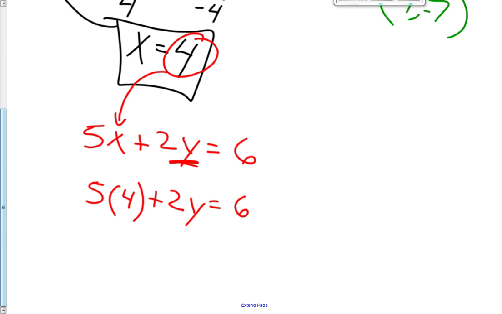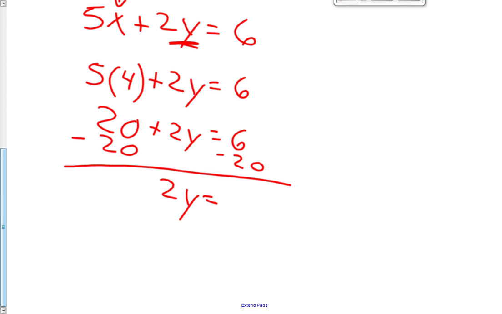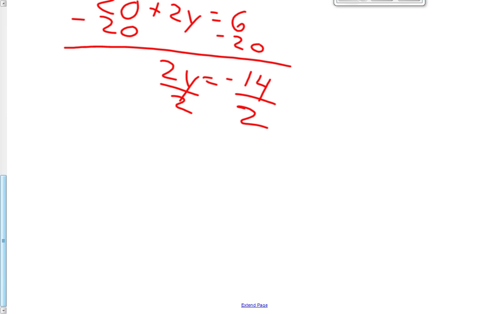That equals 6. 5 times 4 is 20. 20 plus 2y equals 6. Keep on keeping on. Subtract 20. Subtract 20, and we get 2y equals 6 minus 20, which makes a negative 14. Lastly, divide both sides by 2. Y equals a negative 7.